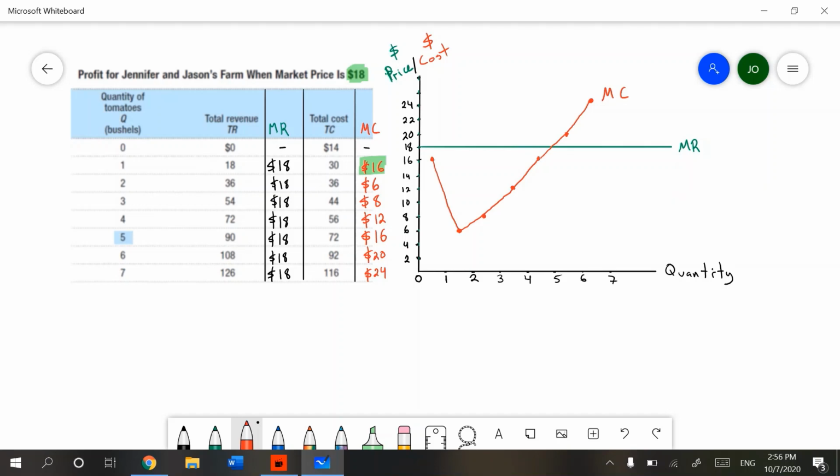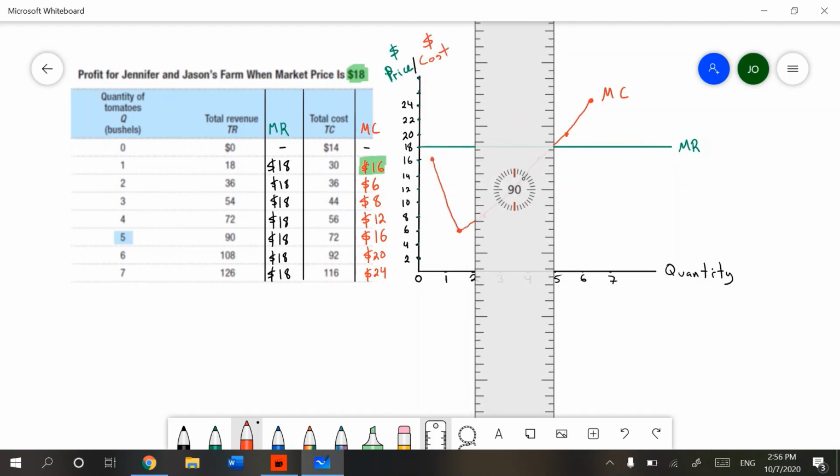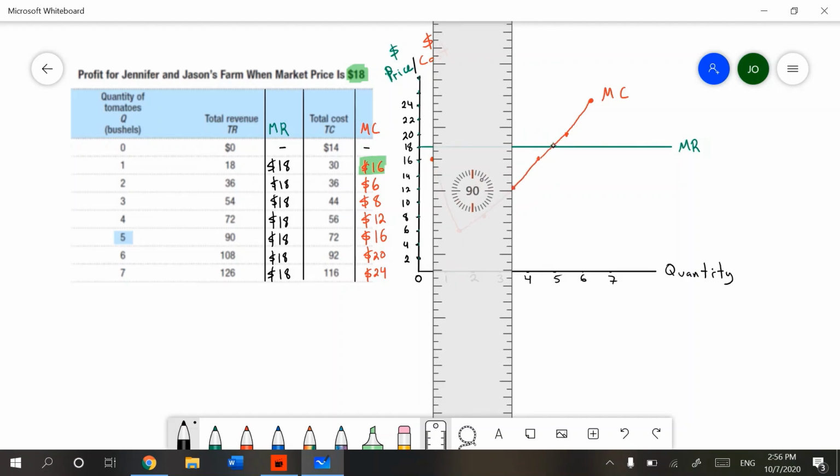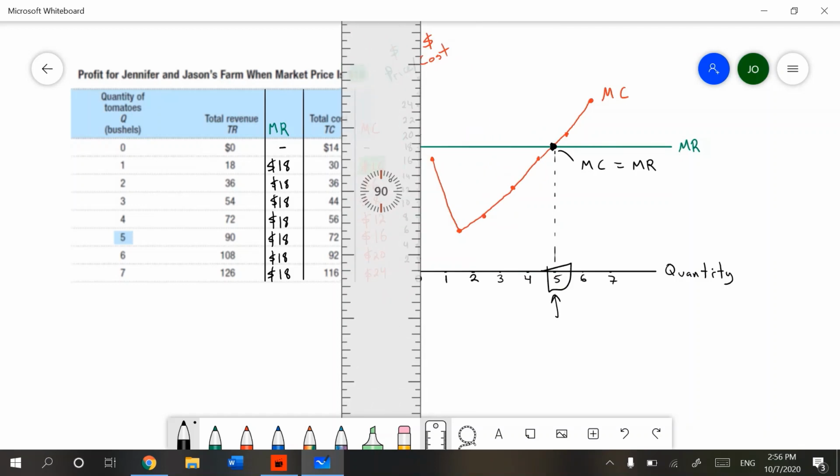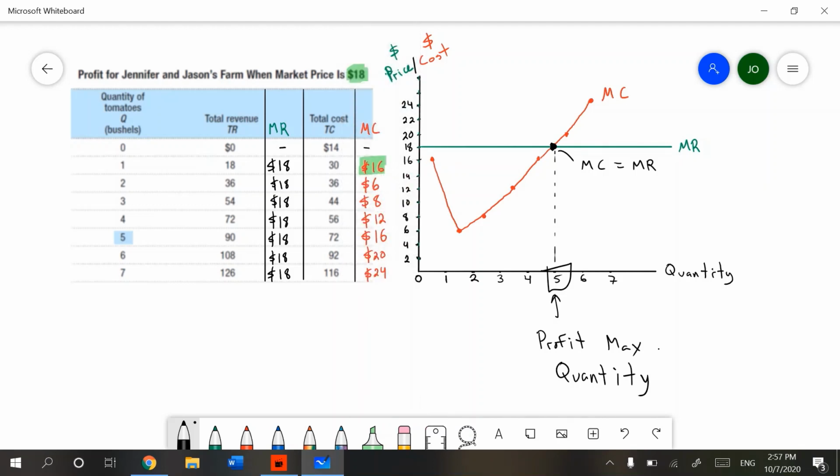Here we see something very peculiar. My marginal revenue and my marginal cost intersect at this point. And that point is right on the number 5, which we know from our previous analysis is our profit maximization quantity. It actually turns out that to maximize profit, we need to look for a number where my marginal revenue equals my marginal cost. This is going to be my profit maximization rule.